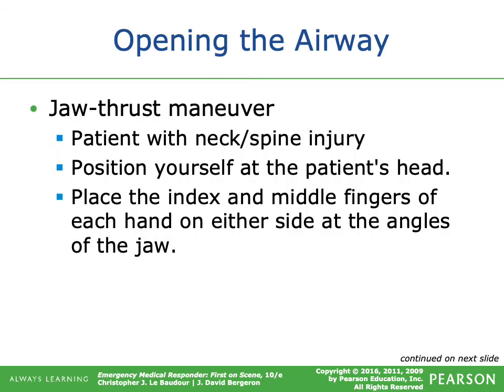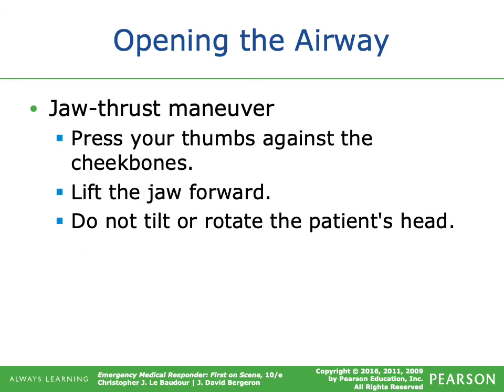Jaw thrust maneuver. This is the one we're talking about using on an individual that may have a neck or spinal injury. You're going to position yourself at the patient's head, place the index and middle finger of each hand on each side of the angles of the jaw. Press your thumbs against the cheekbones and lift the jaw forward. You do not tilt or rotate the patient's head at all. Remember, we're protecting the individual from a more severe spinal injury with this.